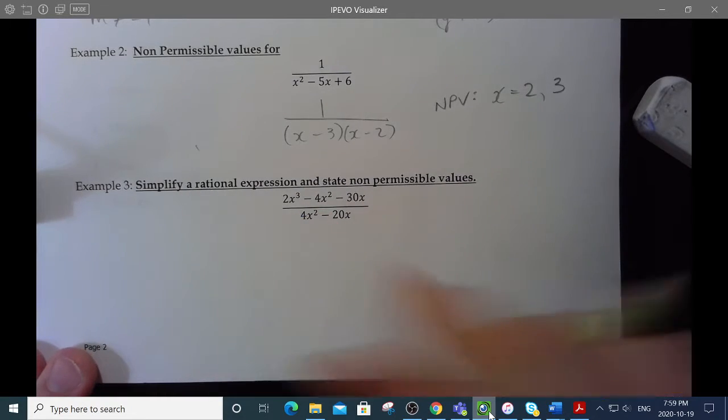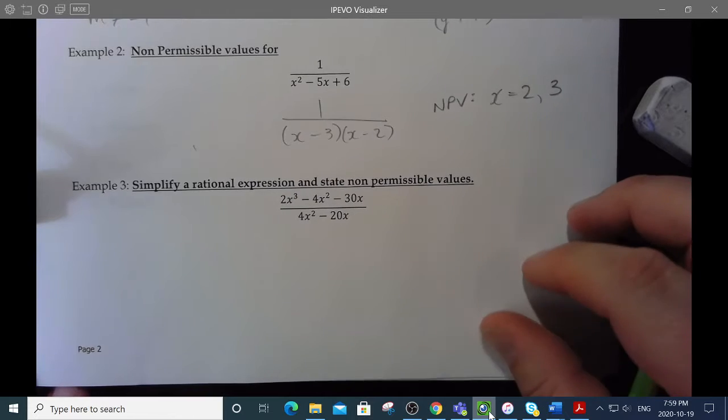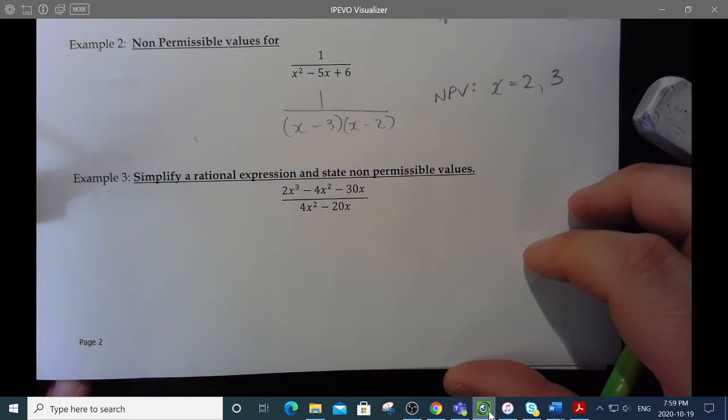Simplify and state non-permissible values. Okay, so here's how we're going to do simplify. We're actually going to factor everything first.